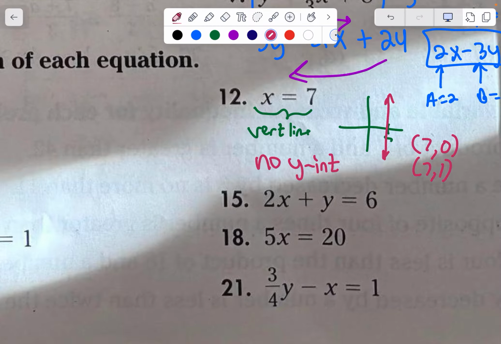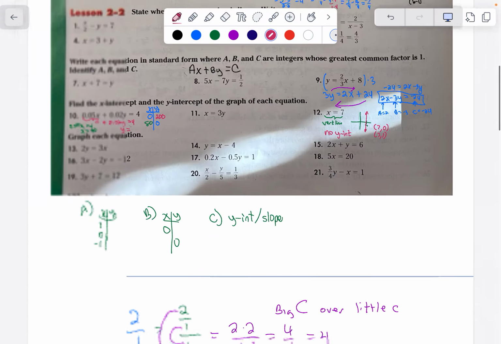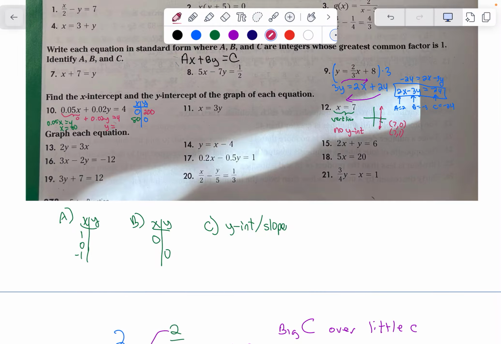Yeah. Any other questions about 2-2A, 2-2B, or this assignment? Okay. There you go. Do your thing.